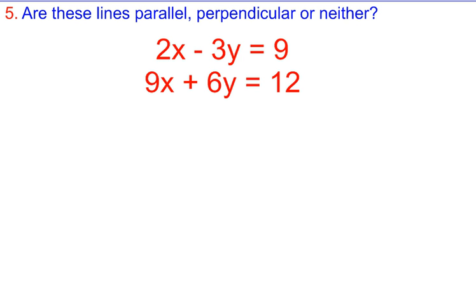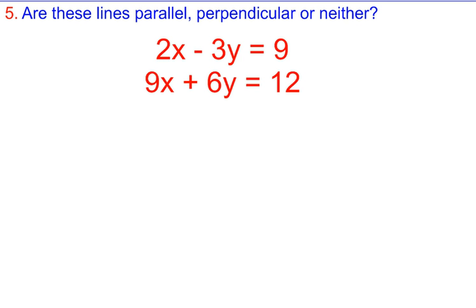So what you're looking for is if these lines have the same slope, they'd be parallel. If they have opposite reciprocal slopes, they are perpendicular. And if they don't meet either of those, having the same or opposite reciprocal slopes, they are neither. So we aren't saying they're bad lines, we're just saying they're not parallel or perpendicular.